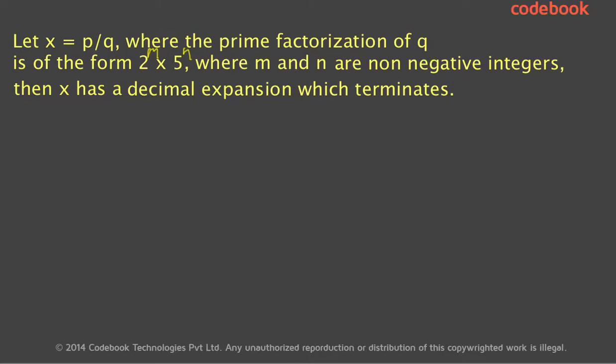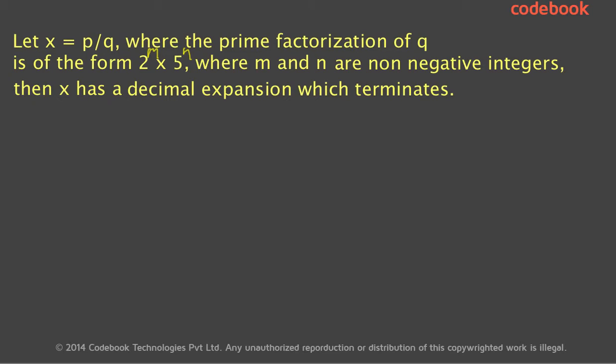Next we will try to prove another theorem. This theorem states that let x equal to p by q, where the prime factorization of q is of the form 2 power m times 5 power n, where m and n are non-negative integers. Then x has a decimal expansion which is terminating. This is basically a converse of the previous theorem that we have seen.